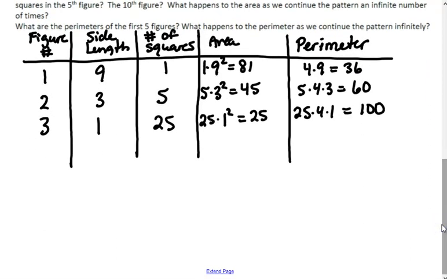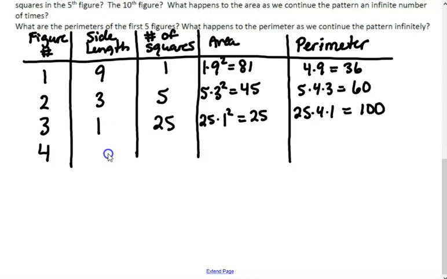Now, isn't this odd? The areas are getting smaller, but the perimeters are getting bigger. So let's see what happens if we go to the fourth square. What I want you to notice is this pattern. Look what's happening with the side lengths: 9, 3, 1. I am multiplying by 1/3, or dividing by 3, each time. 9 divided by 3 is 3, divided by 3 is 1.